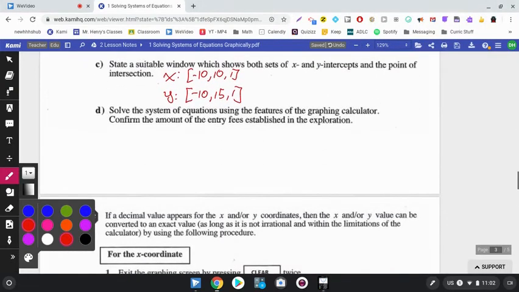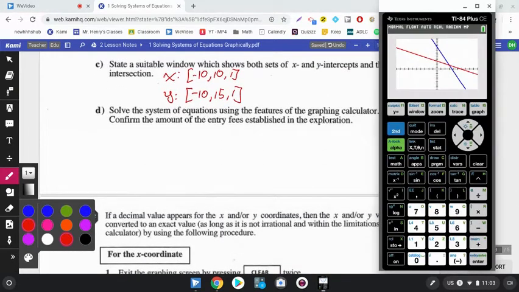So what that means is find the point of intersection. Find where these things cross. And we've actually done this before. I'm going to go to calc, which is above trace. So second calc, scroll down to 5 for intersect, or I could just press the number 5. All right, on the first curve, yeah, I'm on the blue line. That's one of the ones I want to know where it intersects.